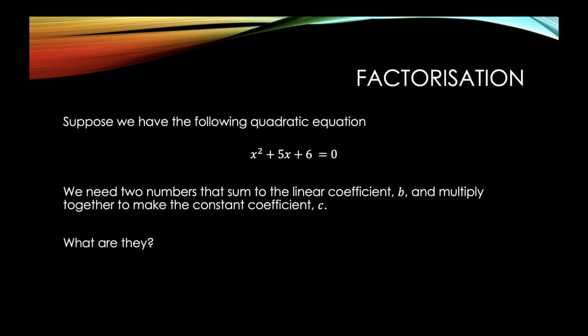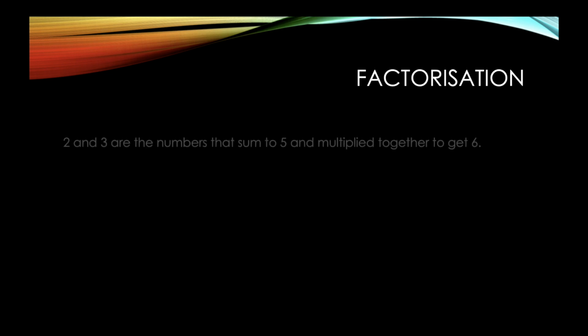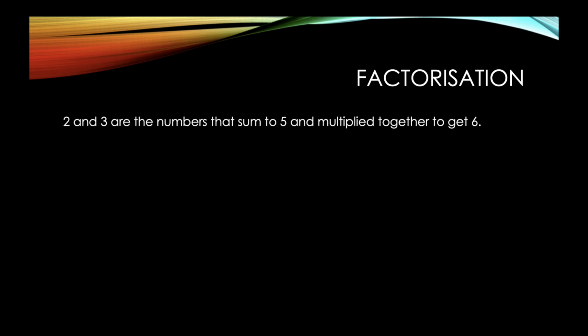So what are they? The first thing we can have a look at is to try 1 and 4, because we know they sum to 5, but unfortunately the product is not 6. So let's move on. Let's try 2 and 3. They sum to 5, which is good, and the product of 2 and 3 is also 6, so that's good as well. So we found our factors. Now that means we can rewrite the previous equation in this form, which is x plus 2 multiplied by x plus 3 is equal to 0.